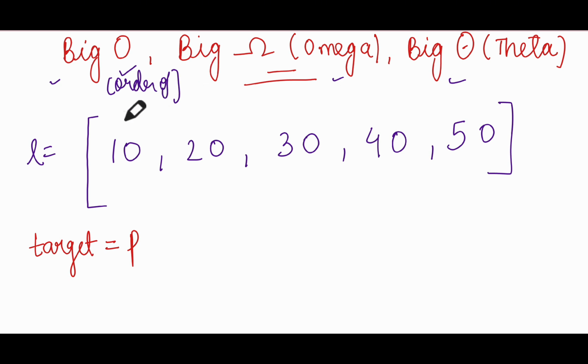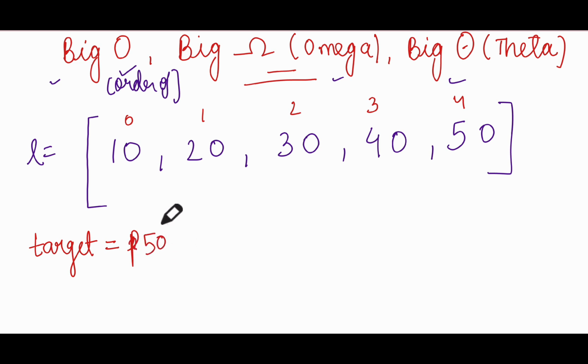By index, I mean, for example, this is 0, this is 1, this is 2, this is 3, this is 4. If I find that element in this list, I have to return its index. Now there are a few scenarios possible. For example, suppose the number that you are looking to search is 50. Let's say target is equal to 50.